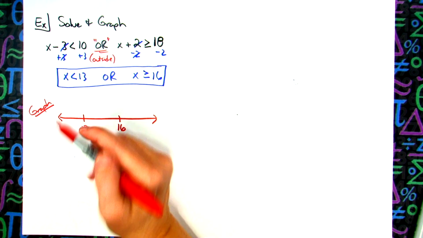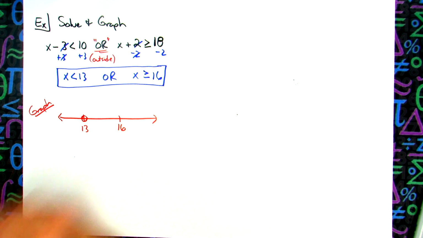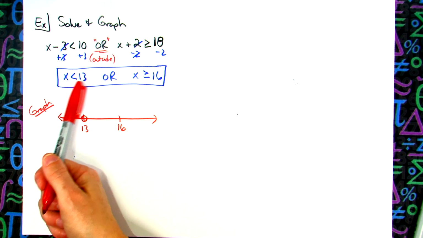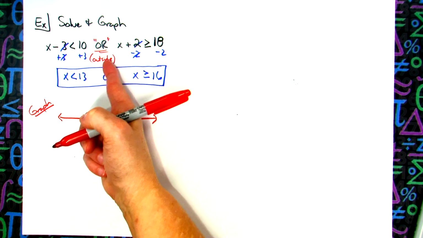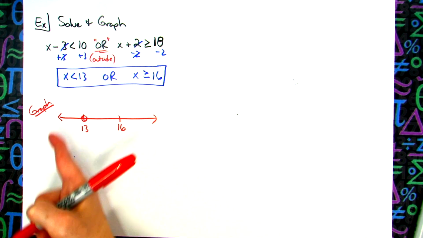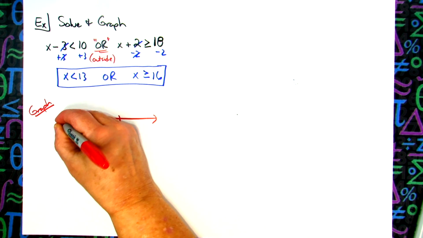Yeah, it doesn't have the equal to part, so I'm going to have an open one there. All right, this says x is less than 13. Where are the numbers that are less than 13? To the right or to the left? To the left. And does that fit our, we got to shade on the outside? Yep, it fits. So then I'm going to shade the outside.